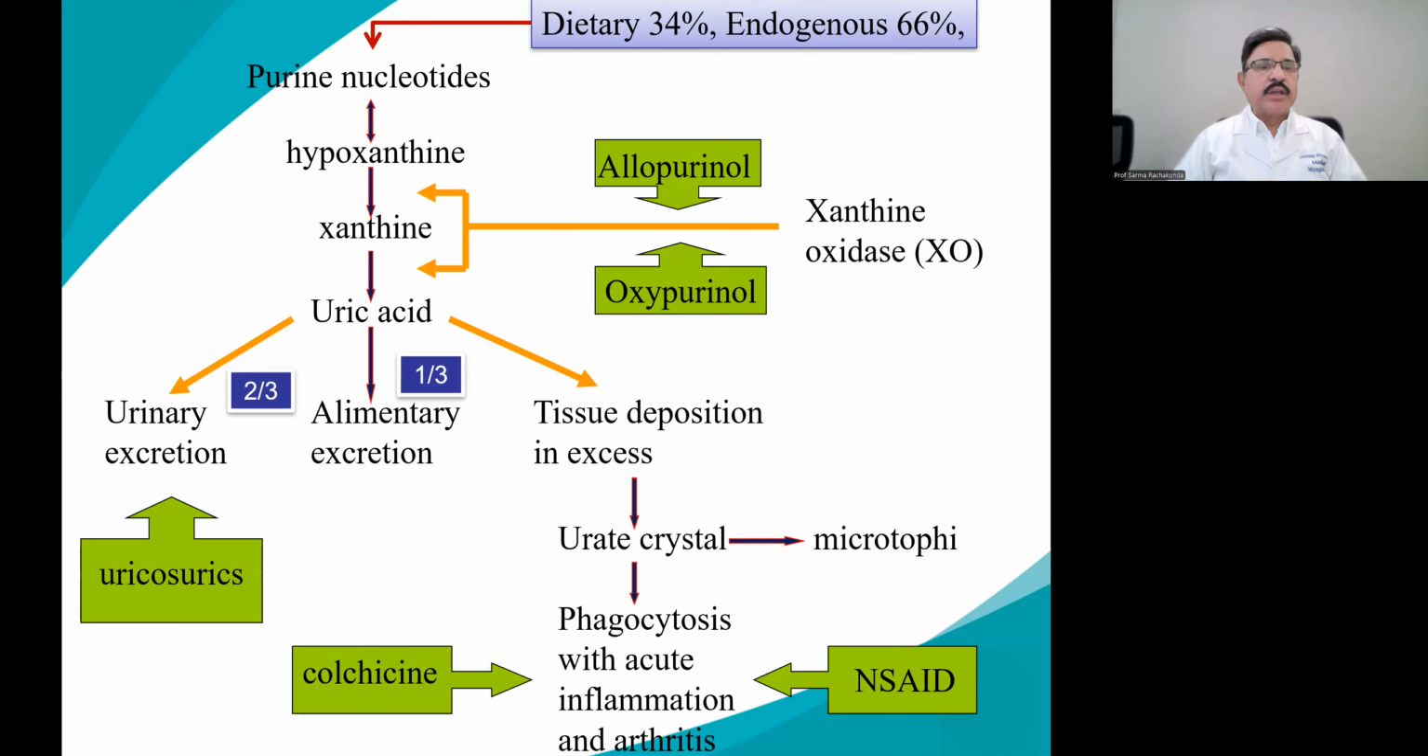2/3 of that is excreted in the urine. 1/3 is through the alimentary tract. Suppose 100 milligrams of uric acid is formed, 2/3 goes through the urine and 1/3 goes through the alimentary excretion. And also, uric acid has a tendency to get deposited in certain tissues. A small quantity gets deposited in the tissues. And this deposition will occur in case of hyperuricemia. The tissue deposition will occur in excess of the clearance.